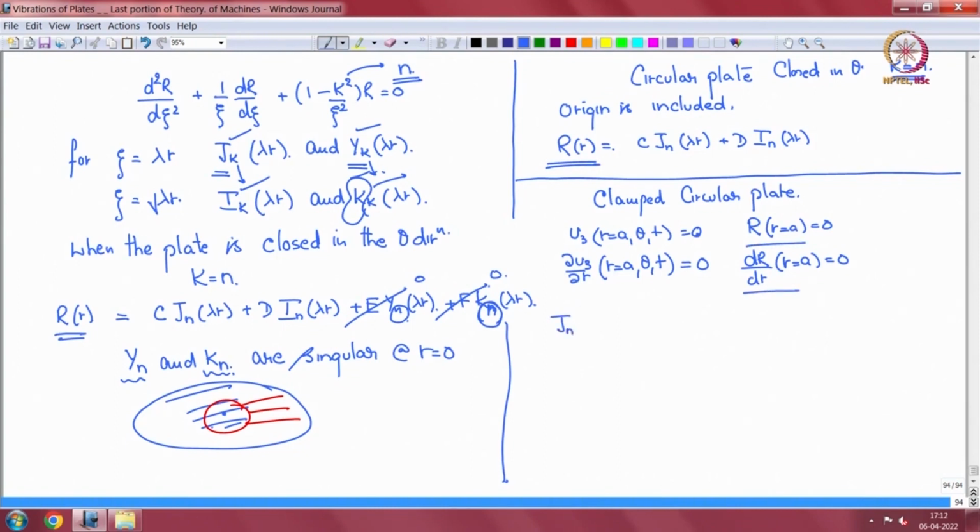We get J n of lambda a, I n of lambda a, dJ n by dr of lambda a, dI n by dr of lambda a, times c and d equal to 0.